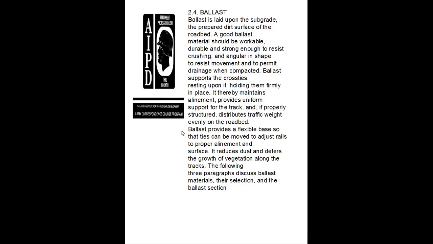2.4. The ballast. The ballast is laid upon the subgrade, the prepared dirt surface of the roadbed. Good ballast material should be workable, durable, and strong enough to resist crushing, with an angular shape to resist movement, and permit drainage. When compacted, the ballast supports the cross ties, holding them firmly in place, which maintains the alignment, provides uniform support of the track, and properly distributes traffic weight evenly on the roadbed. The ballast provides a flexible base so that the ties can be adjusted to bring the rails to the proper alignment and surface, and it reduces dust and deters the growth of vegetation along the tracks. The following three paragraphs discuss ballast materials and ballast selection.